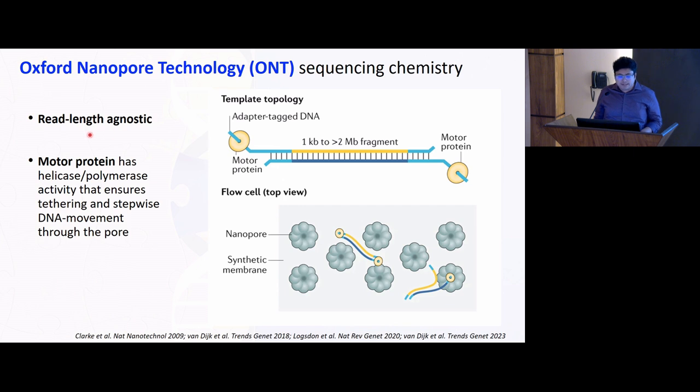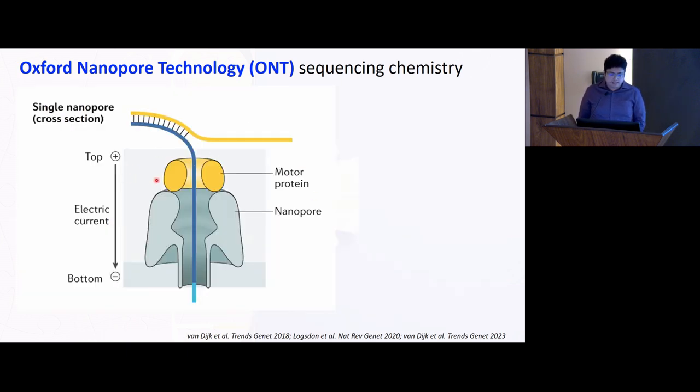So this is a read length agnostic technique, meaning that in principle the read length can be unlimited. Both of the strands are attached to a motor protein and adapter tag DNA. The function of this motor protein is that it has a helicase and polymerase activity which ensures tethering through these nanopores which are present in the membrane. This is the structure of the nanopore. You can see that the motor protein has tethered to it, and the DNA has unwound, and one of the strands of the DNA is passing through the nanopore.